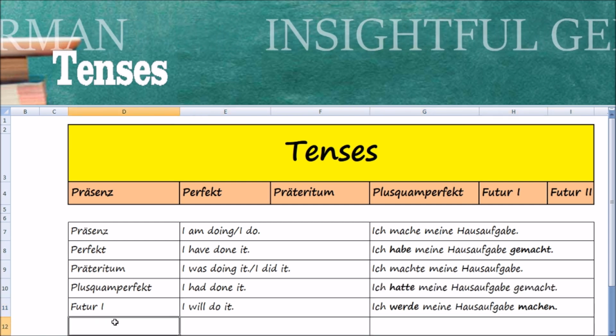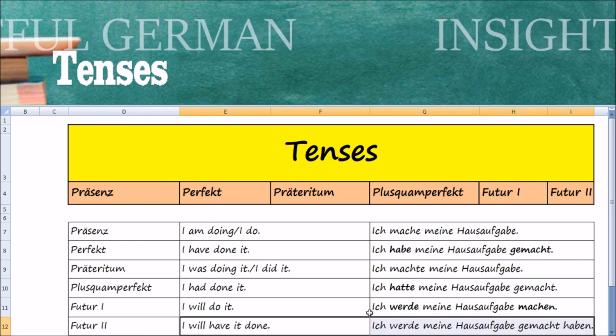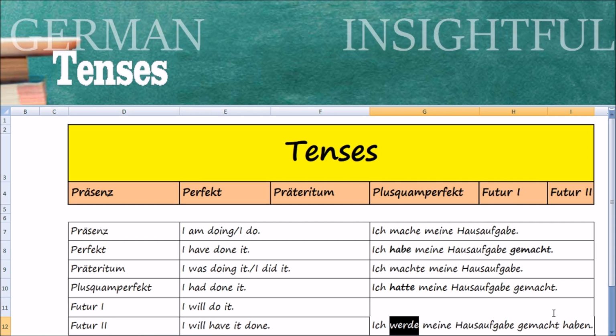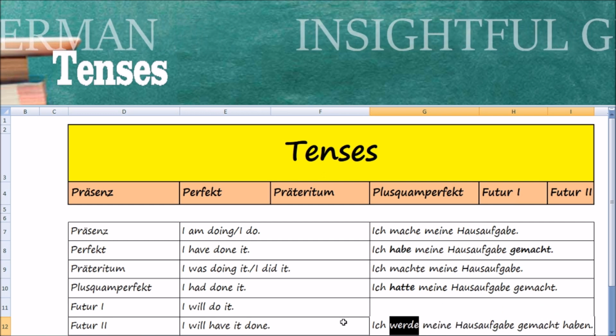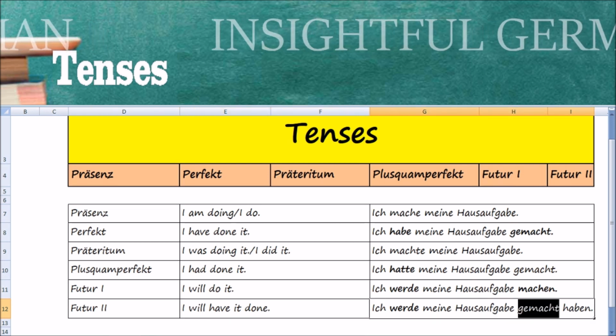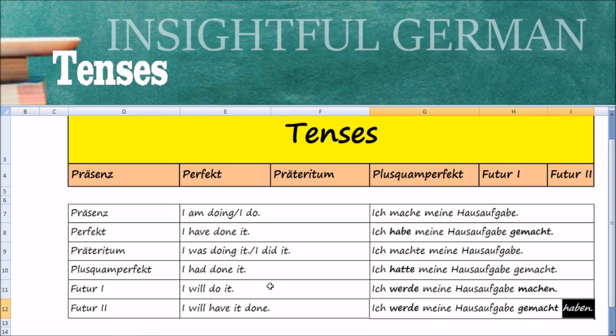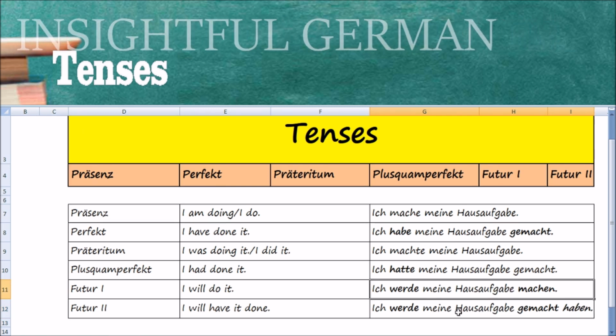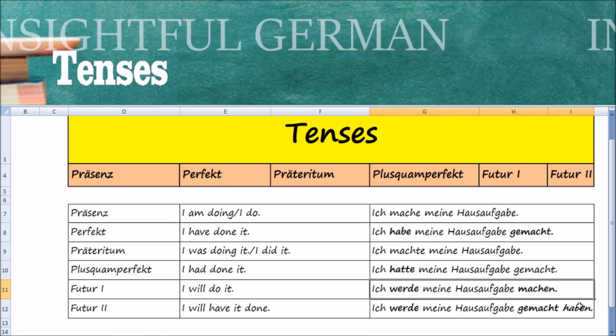We have Futur II. When do we use Futur II? This will come in my coming sessions. Ich werde meine Hausaufgabe gemacht haben. Always in Futur II we have the Partizip II form and haben. In Futur I we just have the infinitive form.